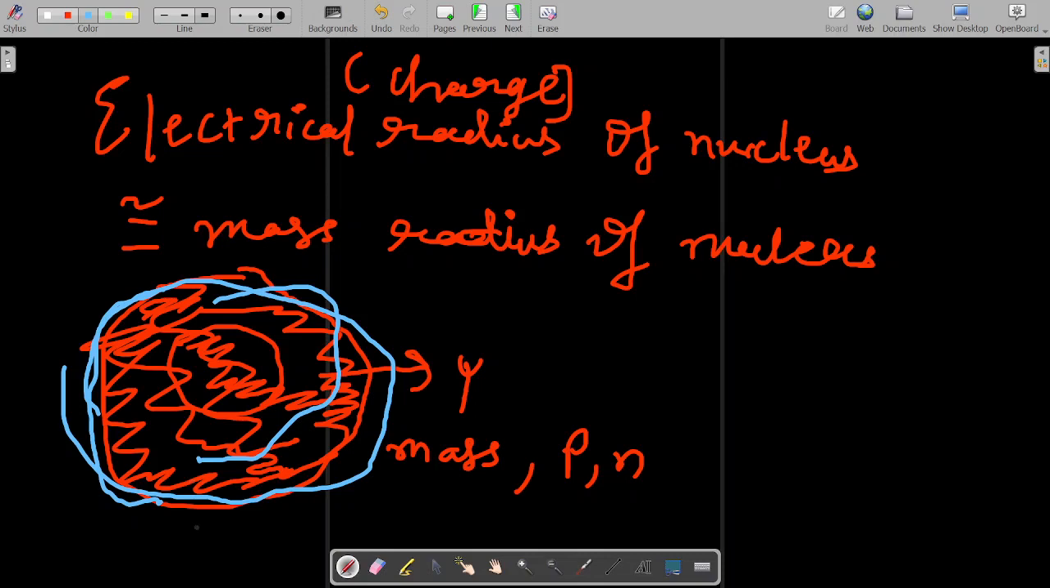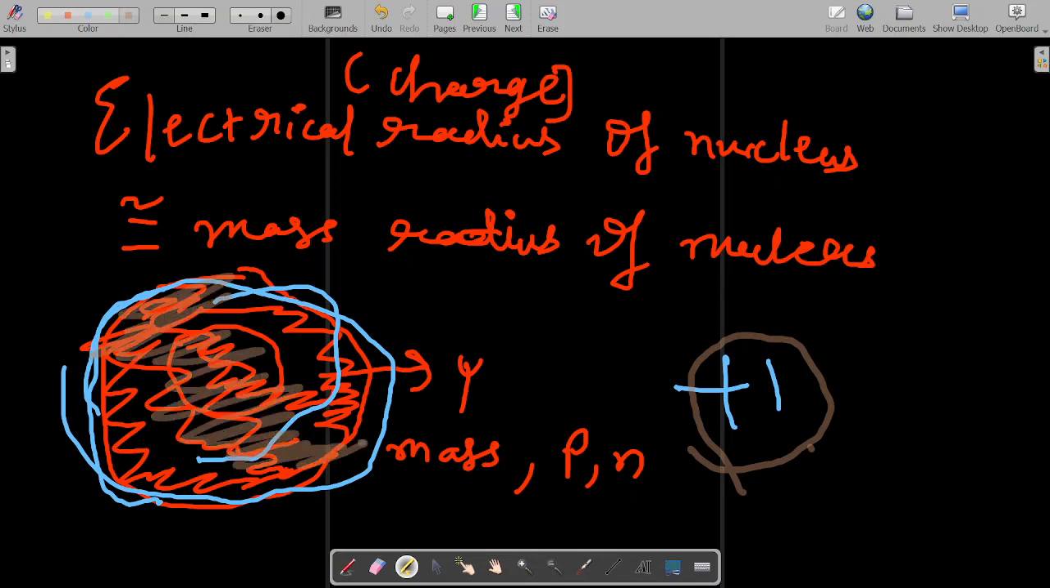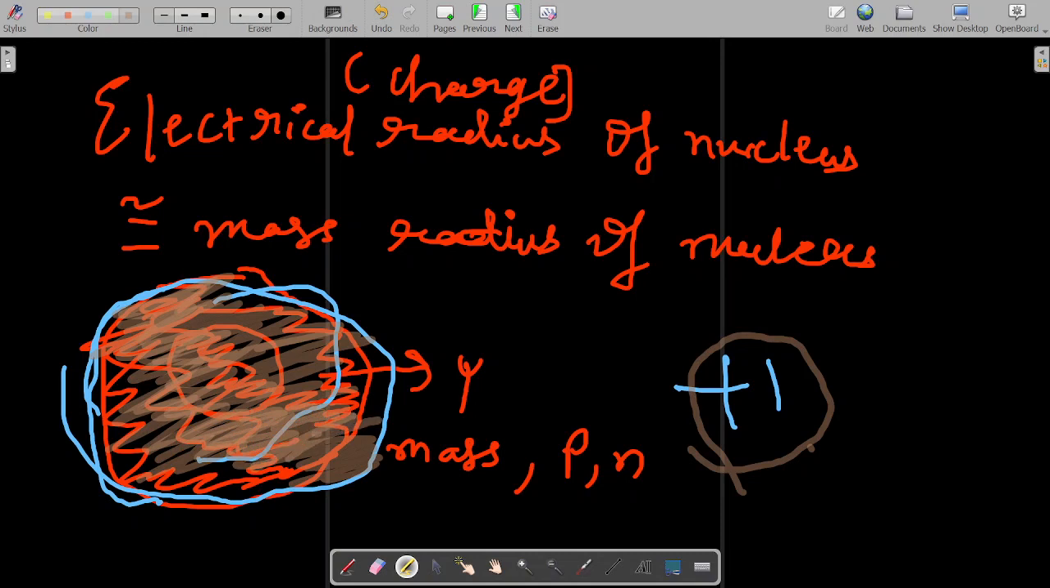Proton has plus one charge, you all know this. So almost in the same area where there is mass of protons and neutrons, the proton charge will also be found in this region only. The proton charge will also be concentrated in the same region. So the electrical radius, meaning the charge distribution of the nucleus, is almost equal to the mass distribution of the nucleus.